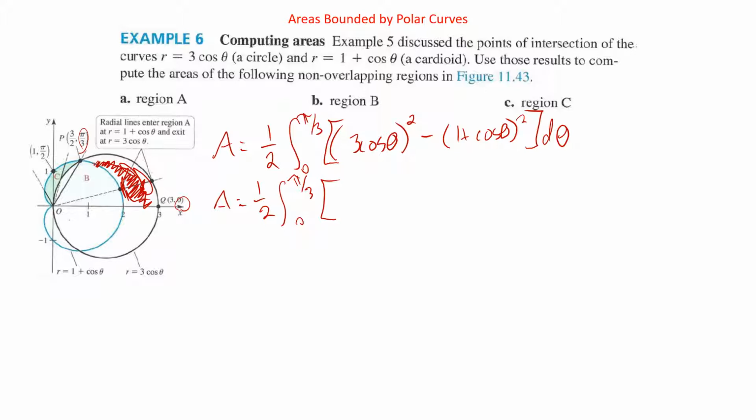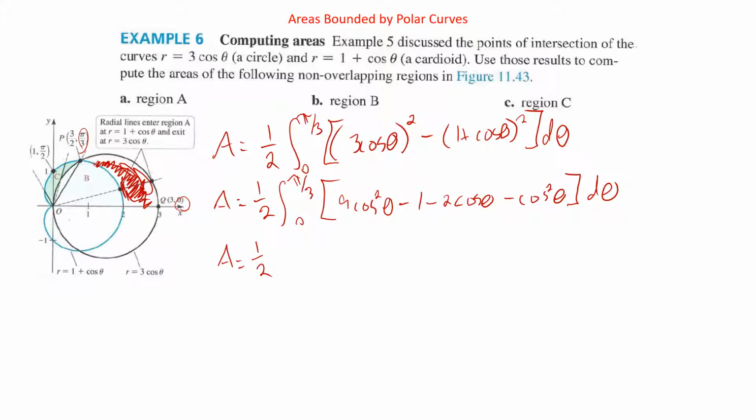I would start by multiplying out. This will be 9 cosine squared theta minus, that'll be 1 plus 2 cosine theta plus cosine squared theta, is what that one will look like. And then distribute the subtraction. So 1, it's plus 2, so it'll be minus 2 cosine theta, and then plus cosine squared, so minus cosine squared theta d theta. And then we can combine our like terms.